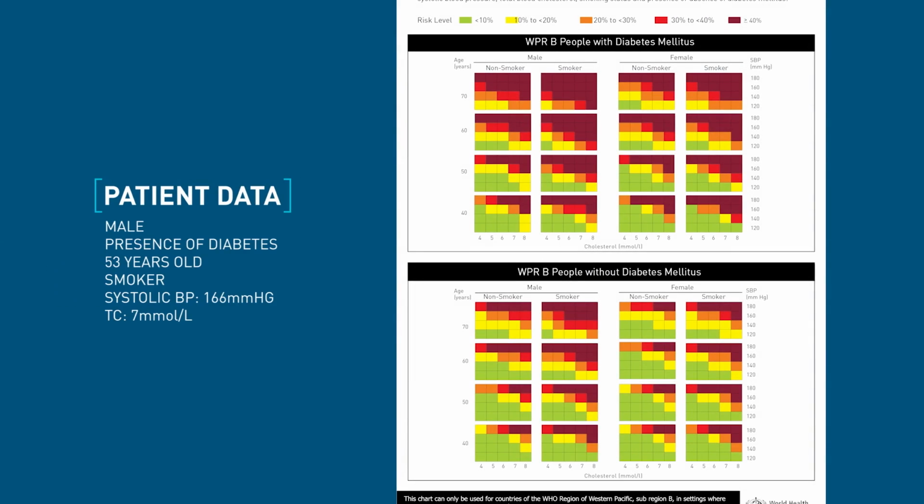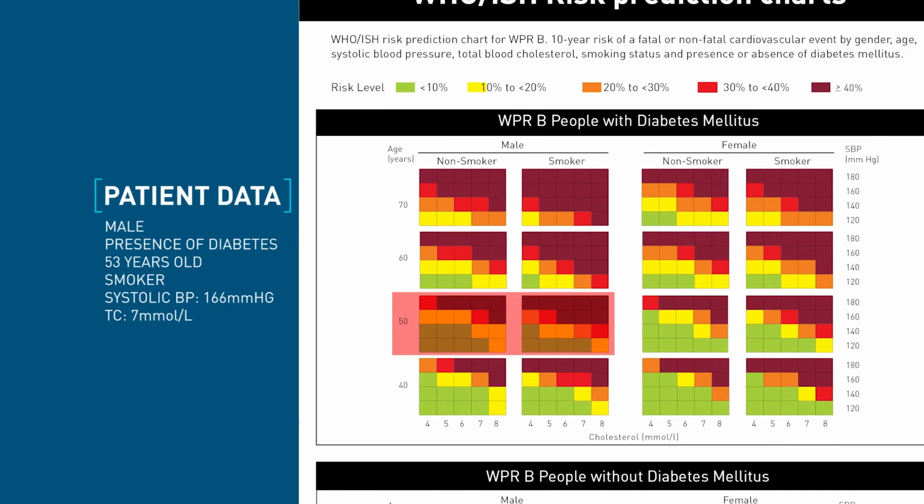Another example is of an individual with diabetes, male, aged 53 years old, smoker, systolic blood pressure of 166 millimeters mercury, and a total cholesterol of 7 millimoles per liter. The deep red or maroon cells indicate a risk of more than 40% for developing a heart attack or stroke.